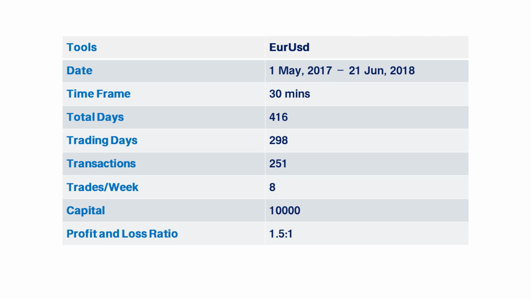251 transactions were made in a 30-minute time frame during the period. On average, there are 8 trading opportunities per week. The principal is $10,000. The profit-loss ratio is 1.5 to 1, and each loss is 1% of the principal. So the profit and loss are fixed amounts. You earn $150 once you win and lose $100 once you lose.